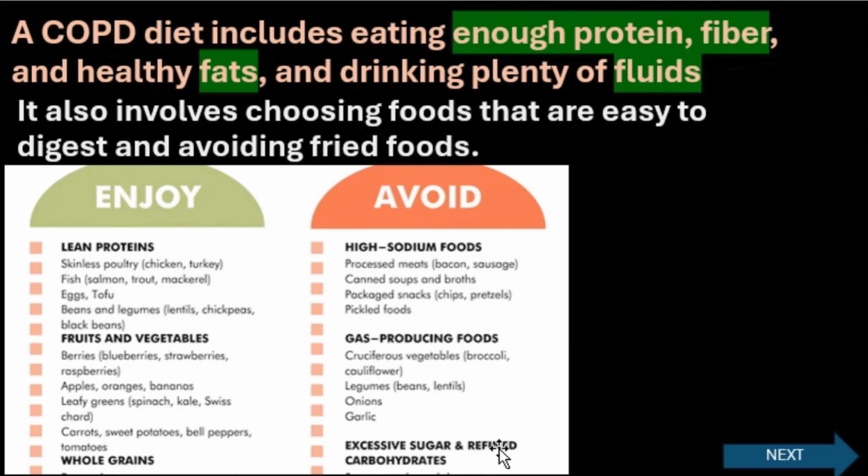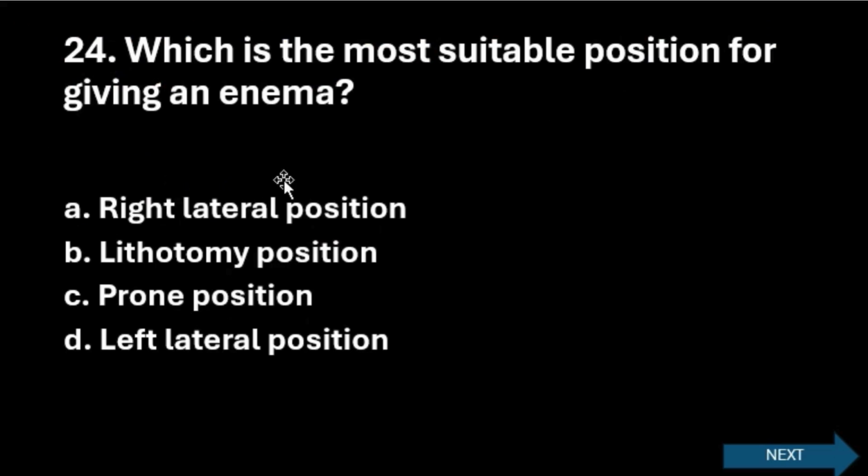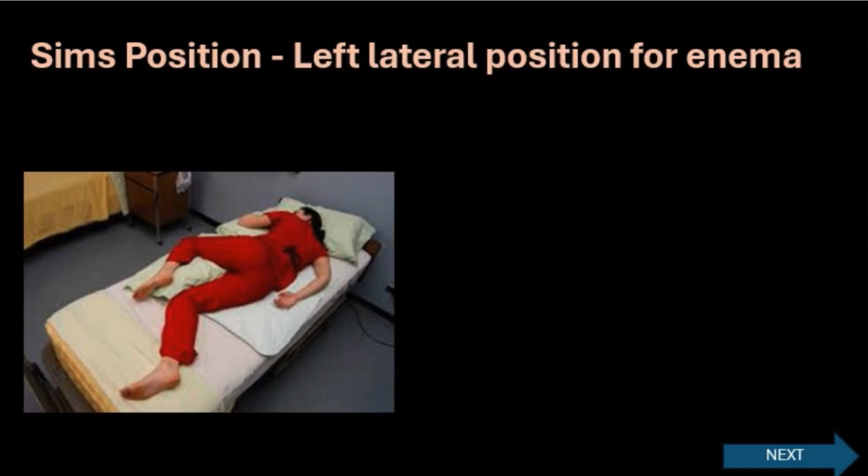Next question. Which is the most suitable position for giving an enema? A. Right lateral, B. lithotomy position, C. prone position, D. left lateral position. I think all of you know this. The right answer is left lateral position. Left lateral position is also known as Sims position, which is the appropriate position for administering enema.